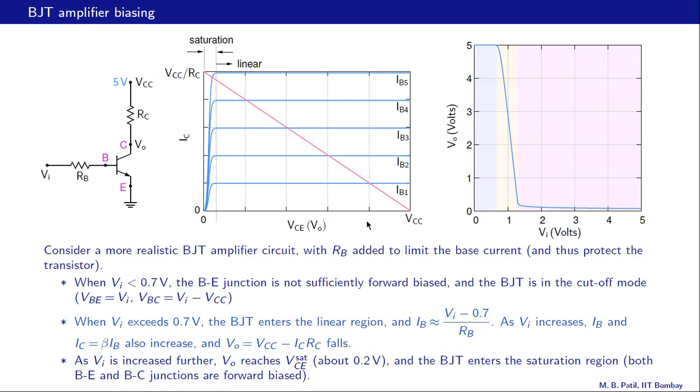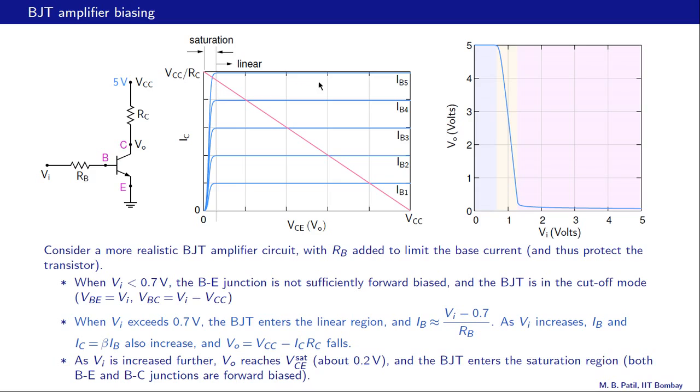What is happening in this figure? Our VI is increasing, so our base current is also increasing, and the intersection of the IC VCE curve and the load line is also therefore shifting. Now here we are still in the linear region, but for IB equal to IB5, we now enter the saturation region. So that is how the transistor has entered the saturation region.